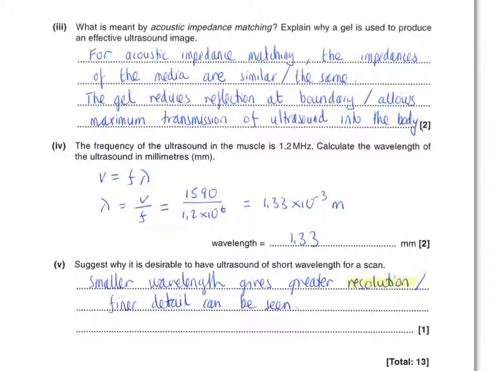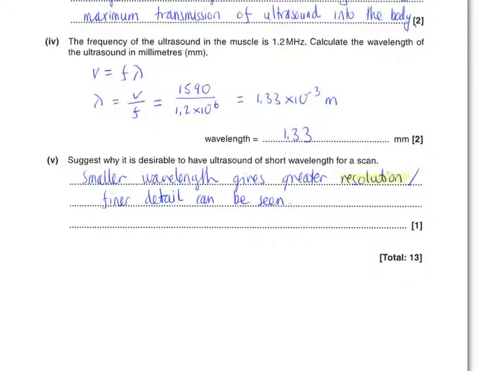Next, suggest why it is desirable to have ultrasound of shorter wavelength for a scan. Key point, the smaller wavelength gives a greater resolution. In practical terms, that means that finer detail can be seen.